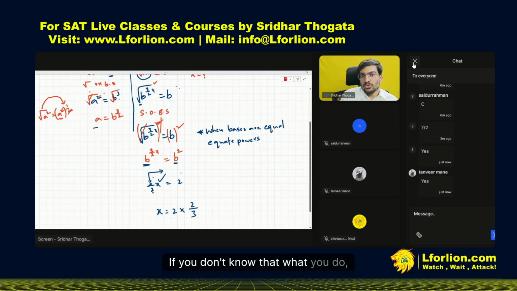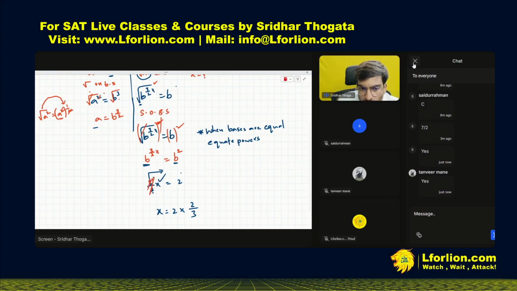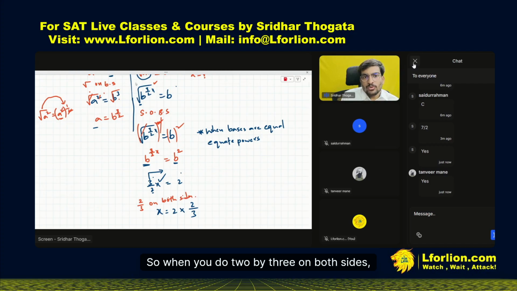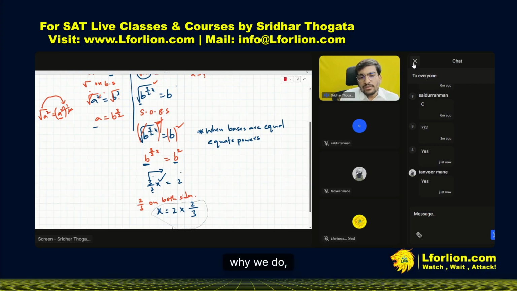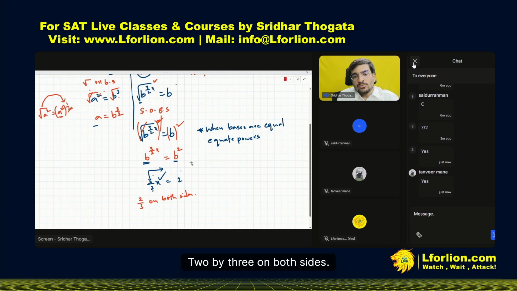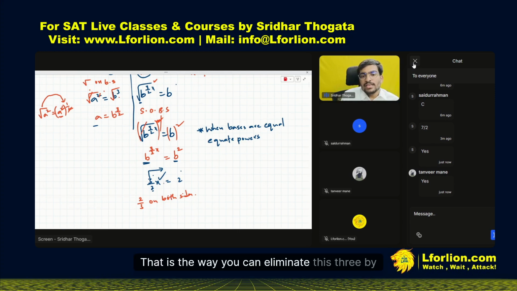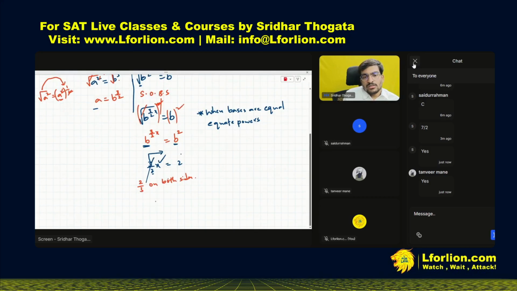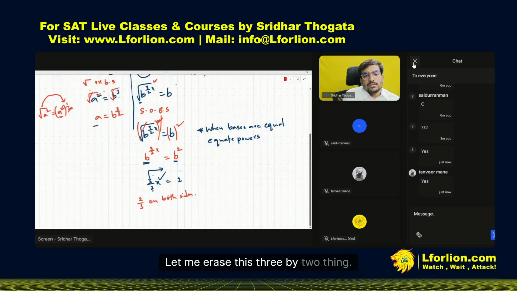If you don't know that, what do you do? We want to remove this. To remove that, what do we do? Multiply by 2 by 3 on both sides. Why do we do that? That is the way you can eliminate this 3 by 2. Then you will get the value of x. Final intention is to find the value of x. So let me erase this 3 by 2 thing.